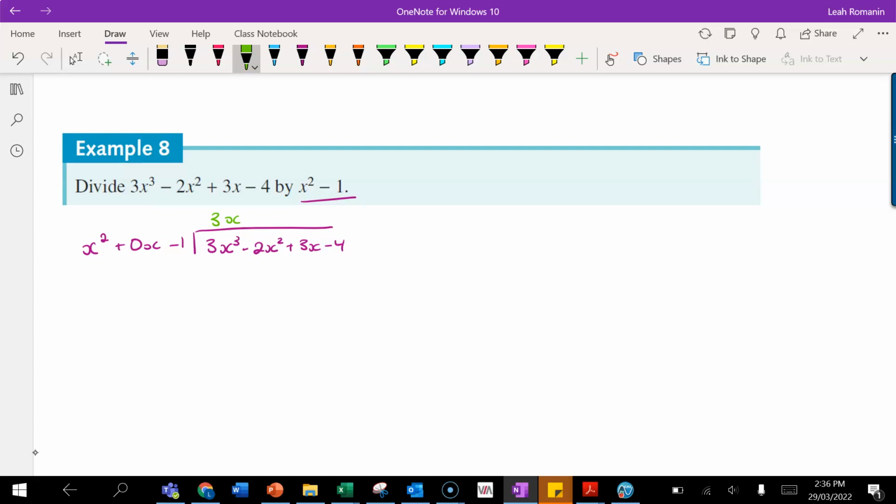Then I'm going to multiply back out. So 3x times x squared is 3x cubed. 3x times 0x is also going to leave me with 0x.